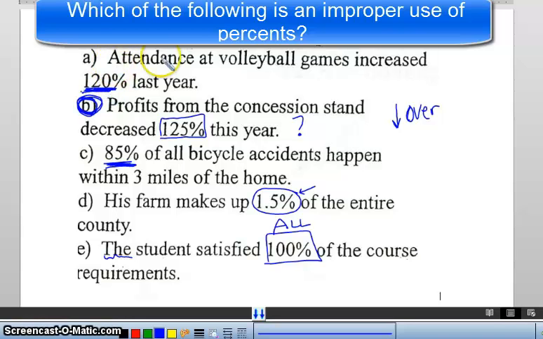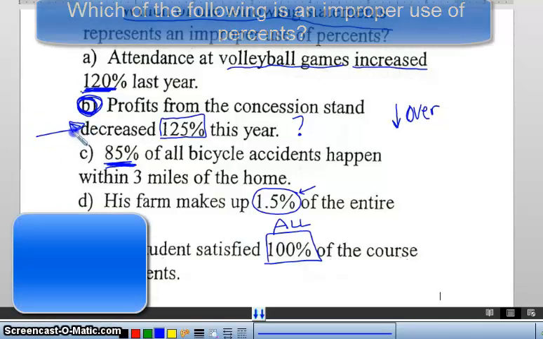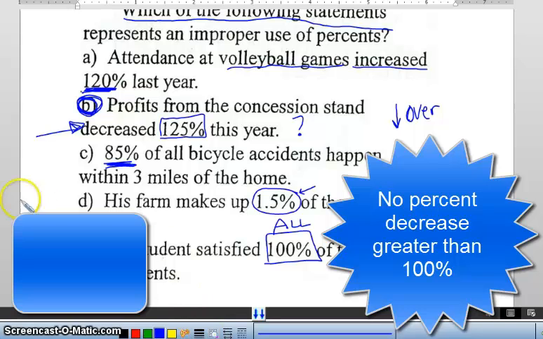Well, the reason why this one's okay, it says attendance at a volleyball game increased 120%. What that means is that increased 100% would be all from last year. So say last year there was 5,000 people at all the volleyball games. Well, that means this year it'd be over 10,000, because 100% would mean doubling, 100% increase. So there's 5,000 more this year, plus 20%. So it's okay to increase over 100%, but it's not okay to decrease over 100%. Hope that makes sense.